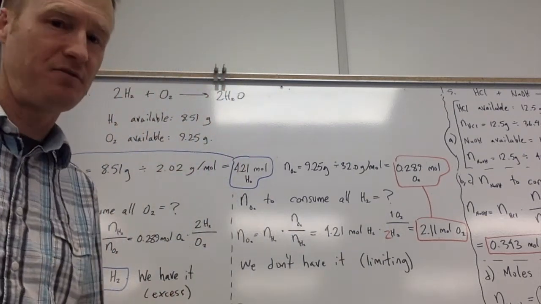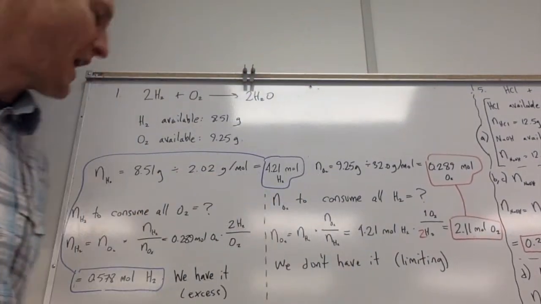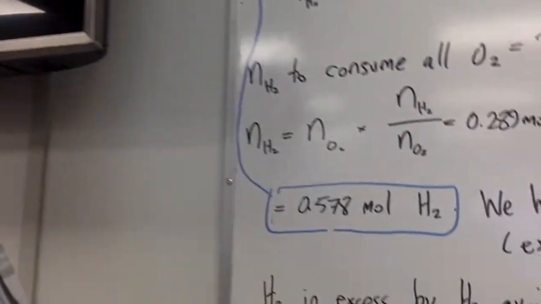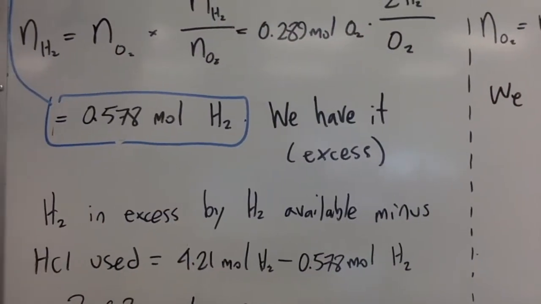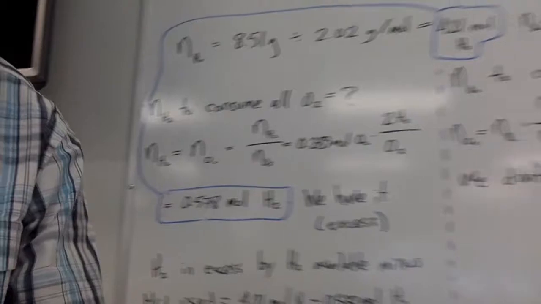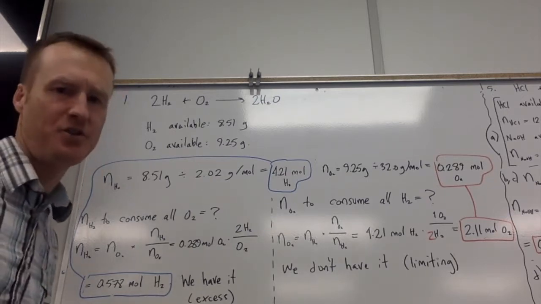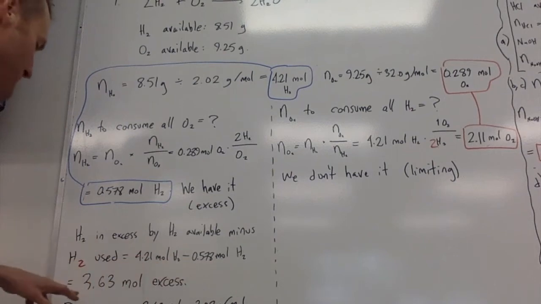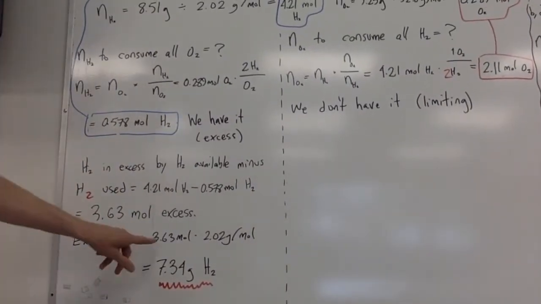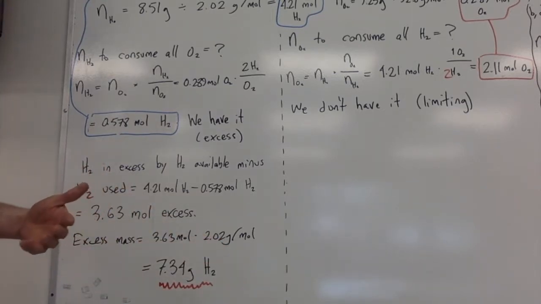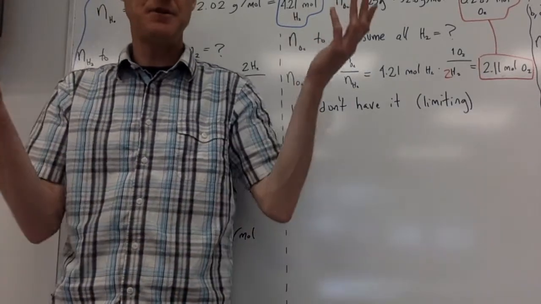The next question we ask, because this is usually a question that gets asked, is by how much is H2 in excess? Again, we do a simple subtraction problem. The H2 is in excess by H2 available minus H2 used. It's 4.21 moles minus 0.578 moles, and I get 3.63 moles excess of H2. The excess mass of hydrogen is going to be that 3.63 moles times 2.02 grams per mole, which means 7.34 grams of H2. In other words, 7.34 grams of hydrogen just escape into the air because they never get burned.